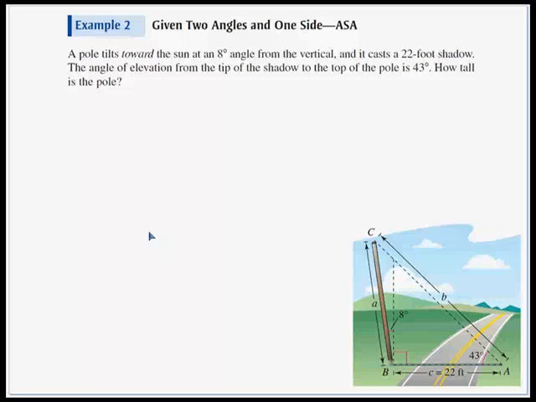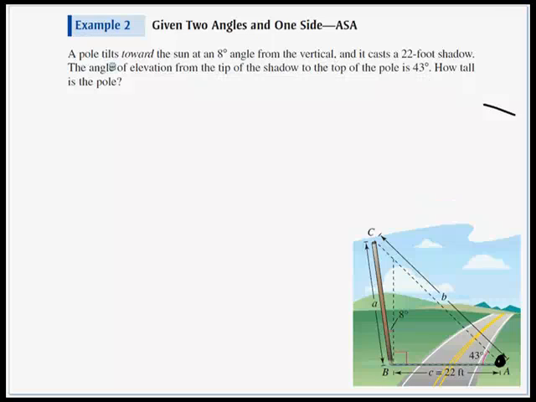And let's see what we got here in example 2. A pole tilts toward the sun at an 8-degree angle from vertical. 8 degrees from vertical. It casts a 22-foot shadow. The angle of elevation from the tip of the shadow, down here, to the top of the pole is a 43-degree angle. How tall is the pole? Let's see, we don't need to solve for everything that's missing. We only need to solve for the height of the pole.